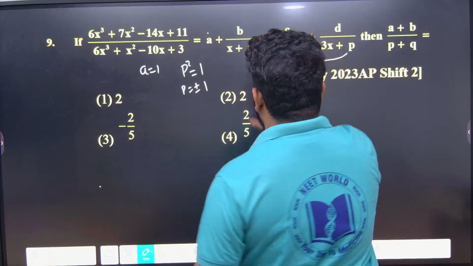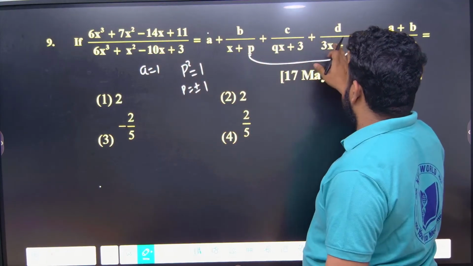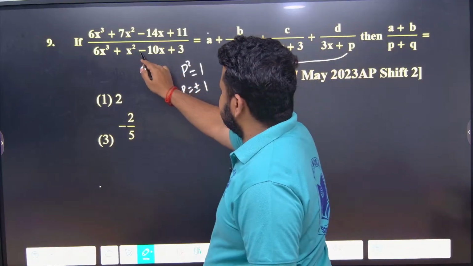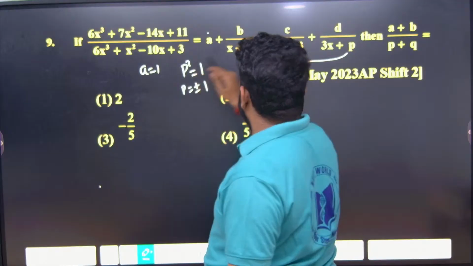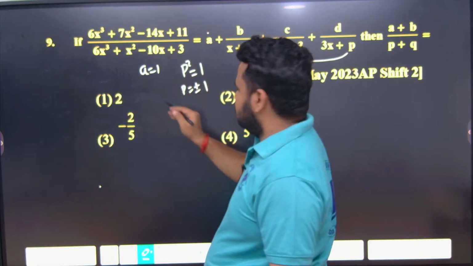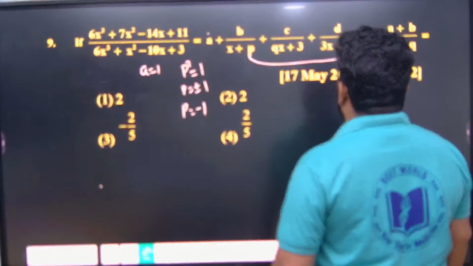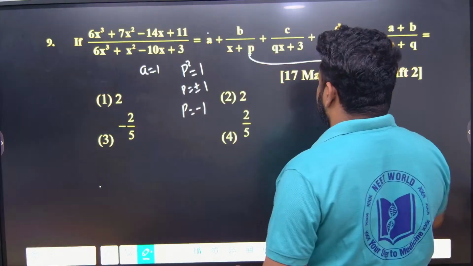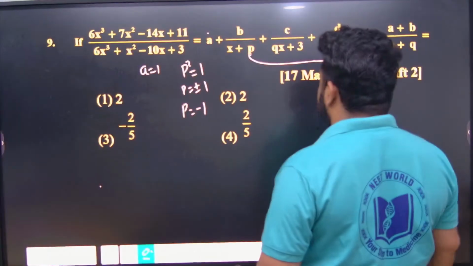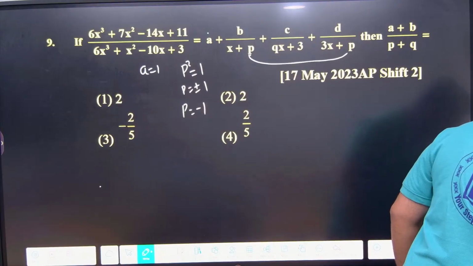So observe carefully here, all the terms are having plus p, plus 3, plus p. If I have to get minus 10, everything cannot be positive, one of the things should be negative. So I can take p is equal to minus 1, correct now, p is equal to minus 1.